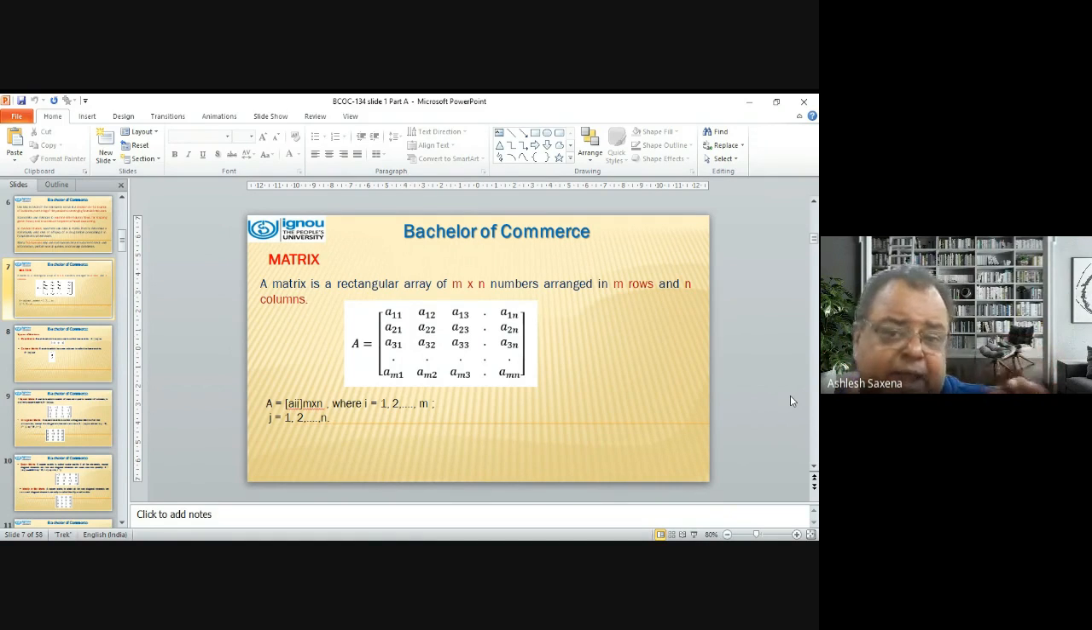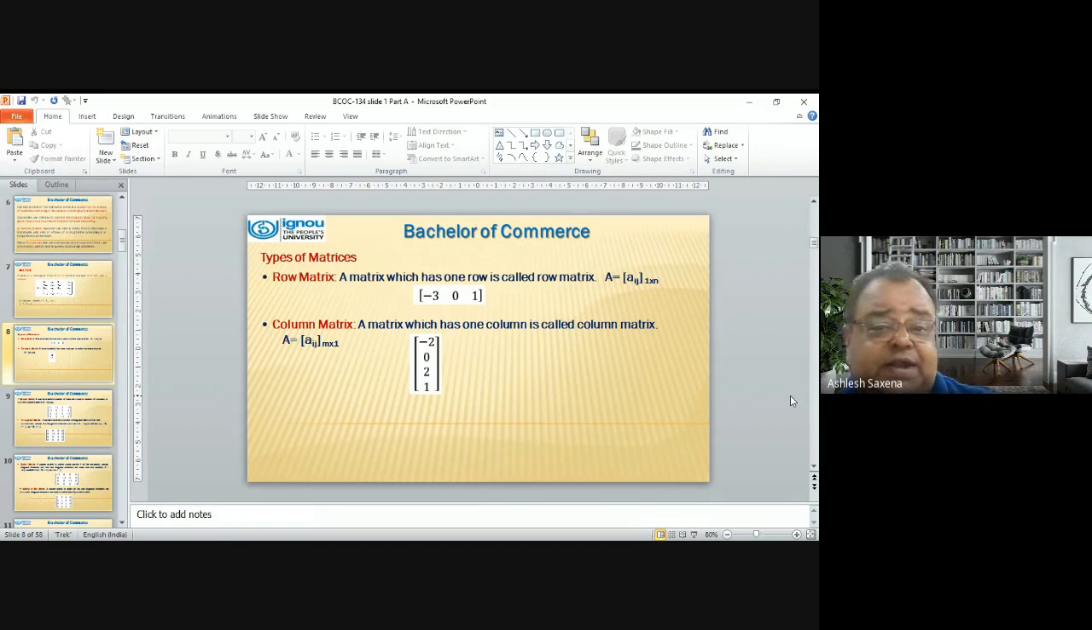You can see within the brackets there is A11, A12, A13. If we talk about A11, that is the first element of matrix A, and it is represented as A11. A11 means first row, first column. A12 means first row, second column. A13 means first row, third column. Similarly, A33 means third row, third column.